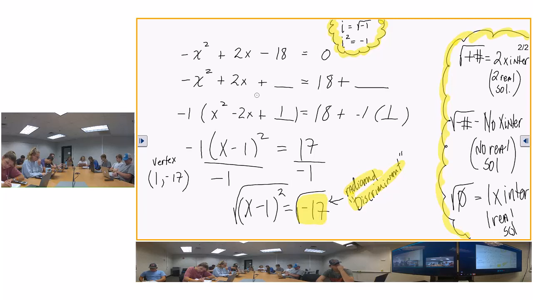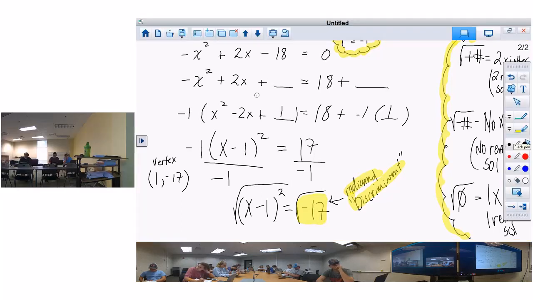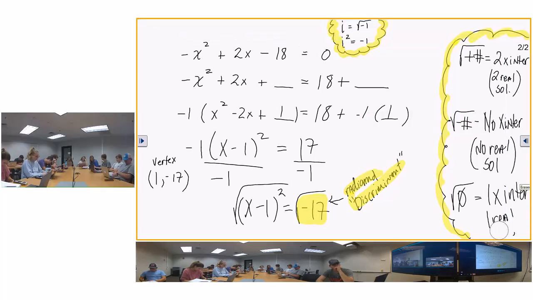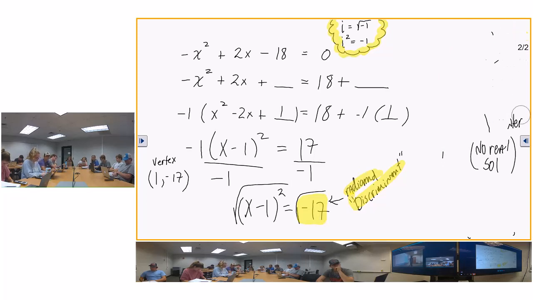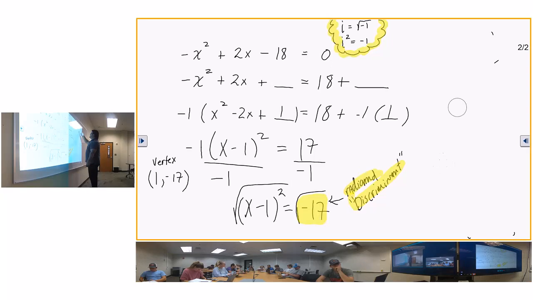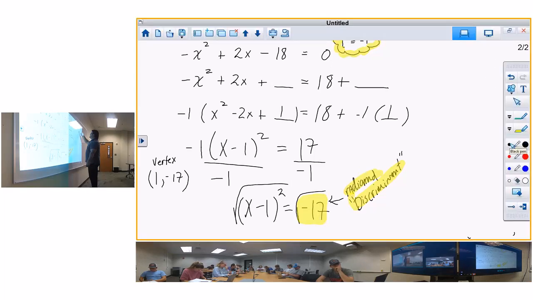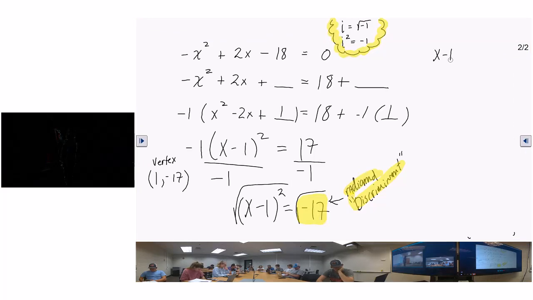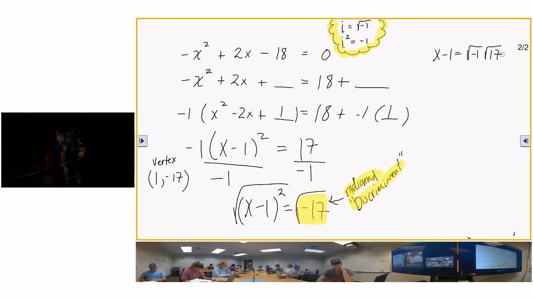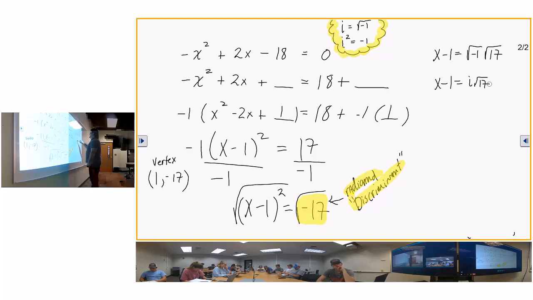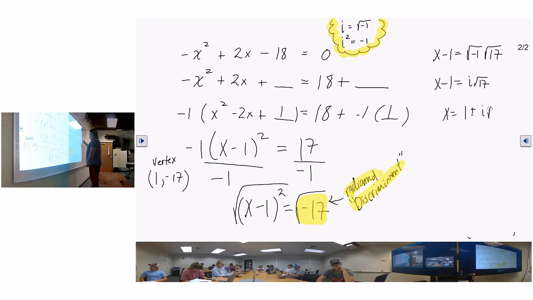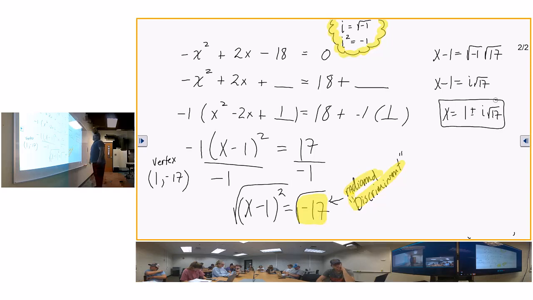Okay, so here we go. I'm going to erase this, and we're going to finish the problem in terms of i. So x minus 1 is equal to the square root of negative 1 times the square root of 17. x minus 1 is equal to i times the square root of 17, and x is equal to 1 plus or minus i times the square root of 17. Draw it.